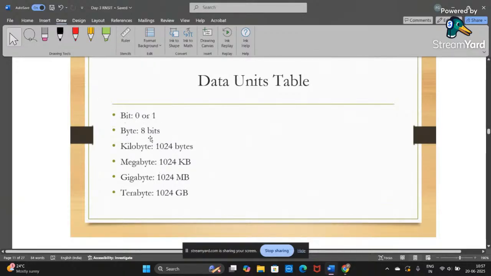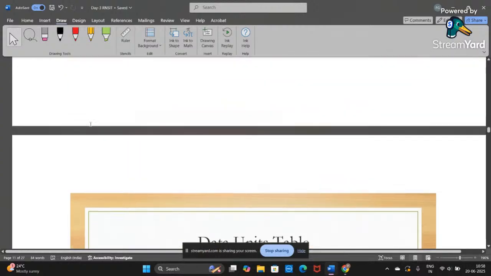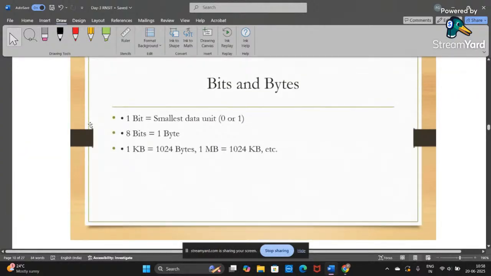Bit means 0 and 1. 1 byte is equal to 8 bits. Kilobyte is equal to 1024 bytes. Megabyte is equal to 1024 kilobytes. Gigabyte is equal to 1024 megabytes. Terabyte is equal to 1024 gigabytes. You have to remember this data unit table. Okay. Before going to practice questions, let us solve a few more problems related to this.